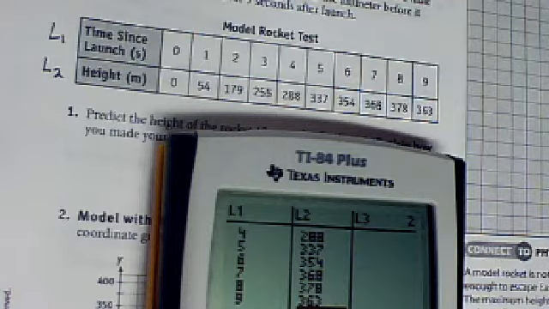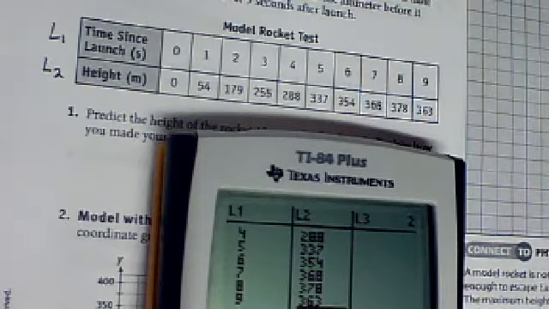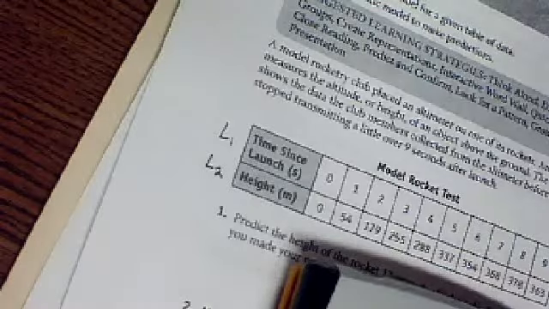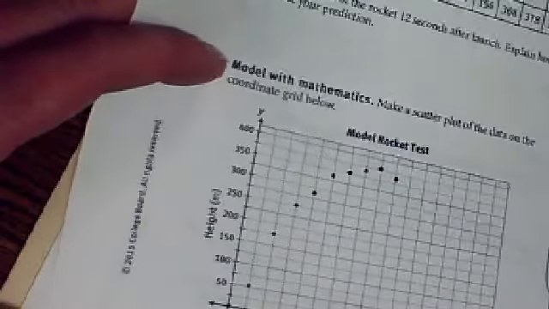If you need to pause it, help people fill in and get those in the calculator, or grab calculators, this is a good time to pause it. Now, looking at this graph, could this be a linear graph?